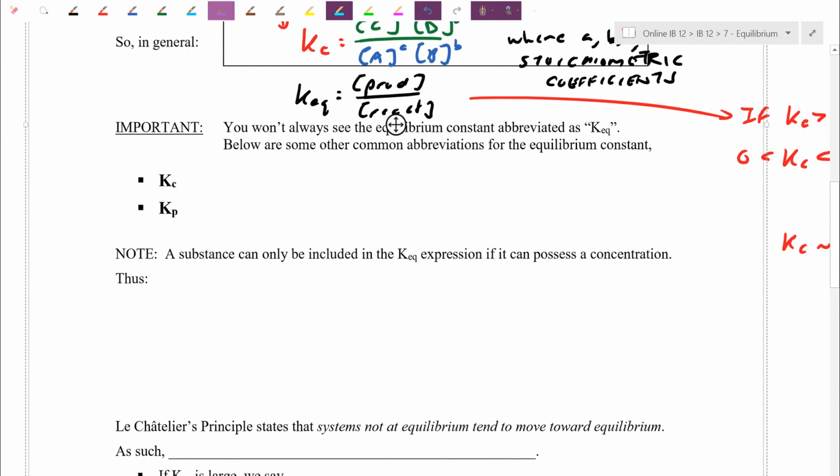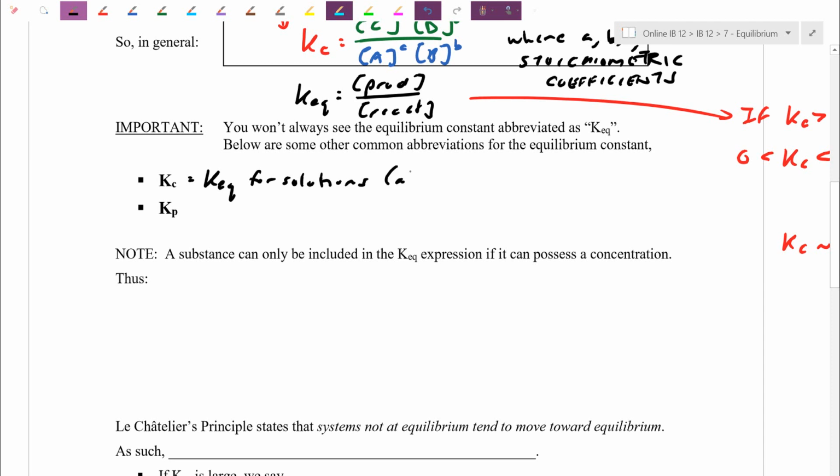You will see the equilibrium constant abbreviated in other ways, so there are some other common notations. I've been saying in IB we prefer to say Kc. Kc is this equilibrium constant. Pretty much we're dealing with solutions, and the solutions we're talking about go from solids into liquids into aqueous here. So if we express everything in concentrations, we can use Kc.